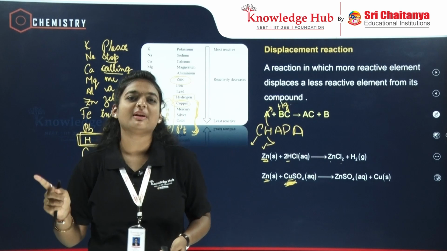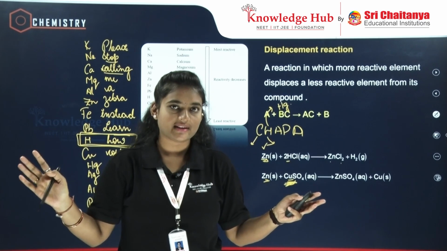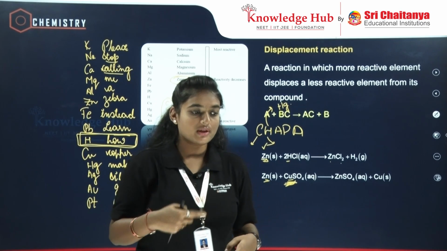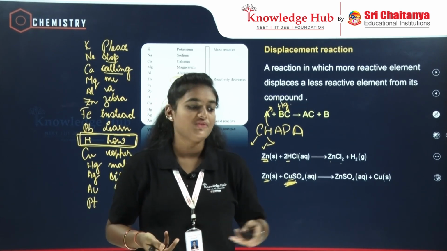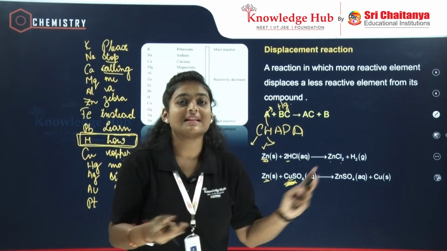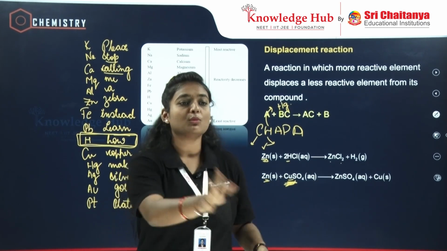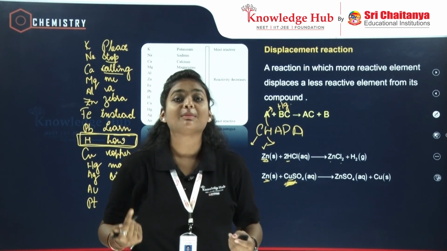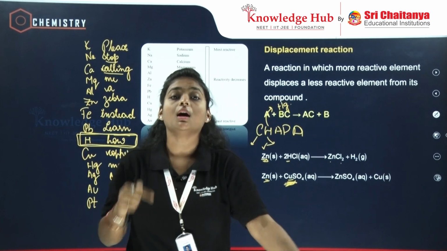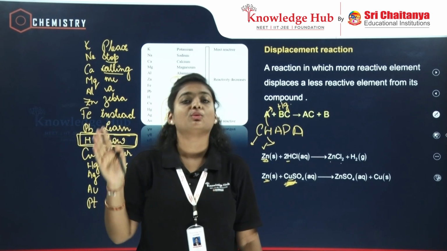Fine. So what was a displacement reaction? A more reactive metal will displace a less reactive metal. Correct. Suppose I'm a teacher, here is my student. I'll tell my student, please go away, I want to sit there. Obviously the student will get away from the place and I'll sit there because I'm more powerful. Just the opposite: if the student is sitting there and I'm sitting here, and the student says, ma'am, move away, why will I move? I won't move. That means a low reactive metal cannot displace a more reactive metal. In such cases, no reaction is going to happen.